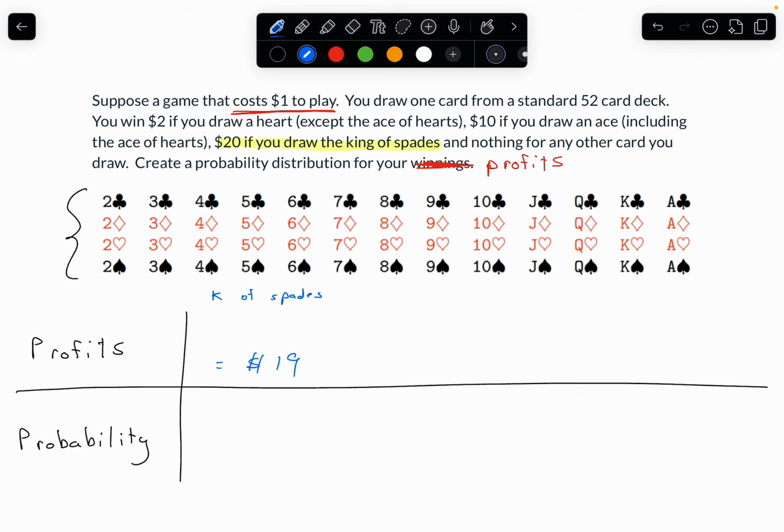And then I want to talk about the probability. So I'm just drawing one single card. So out of the 52 cards that are in that deck, I'm going to say, well, how many king of spades are there? So the spades are this row right here. It's that shape. And the king of spades is going to be this card right here. There's only one of those. So the probability that I draw that king of spades is going to be 1 out of 52.